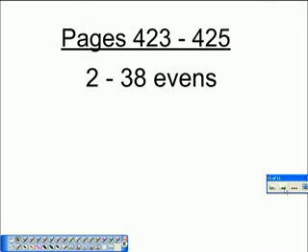Page 423. Now the homework starts on the bottom of page 423. 423 to 425, 2 to 38 evens.